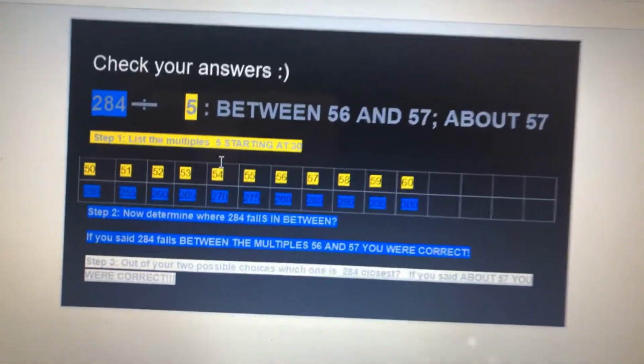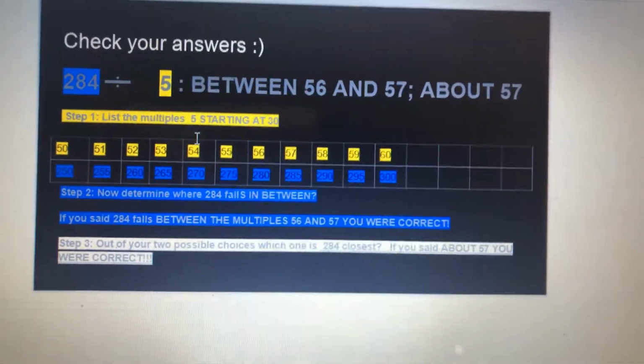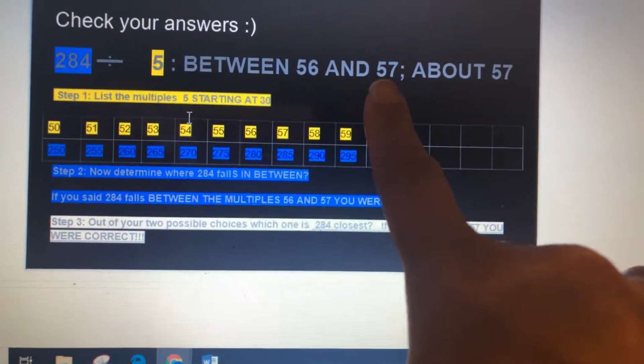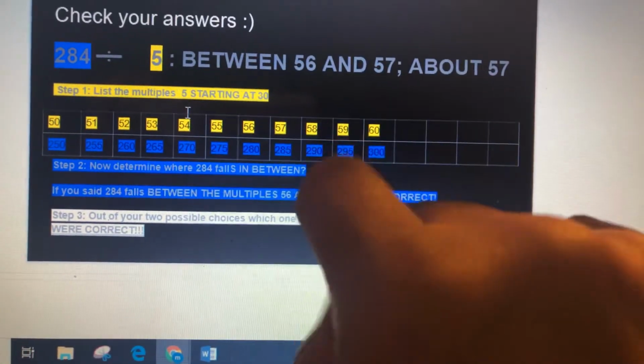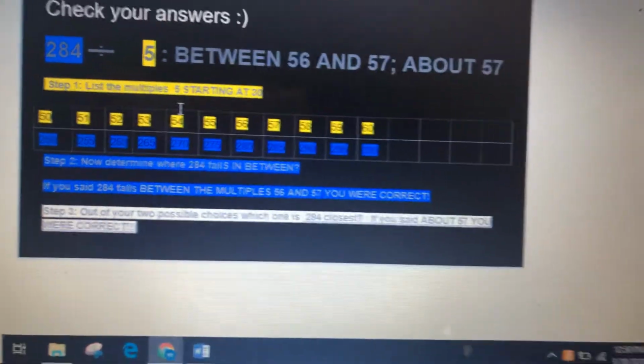All right, so now we have our next problem. 284 divided by 5. It fell between 56 and 57. It was about 57 because it was closer. All right, so let's do this. So we take that big number again.